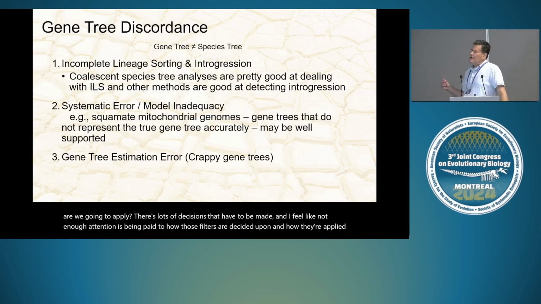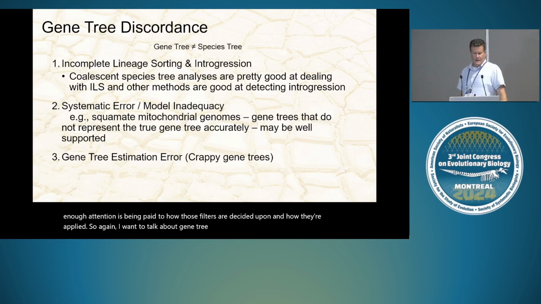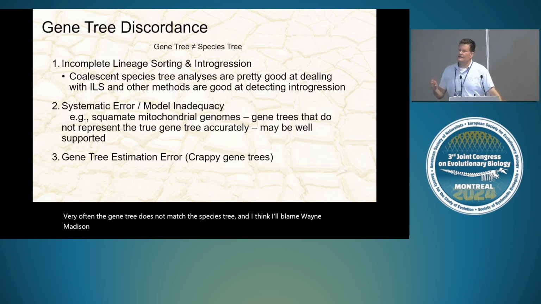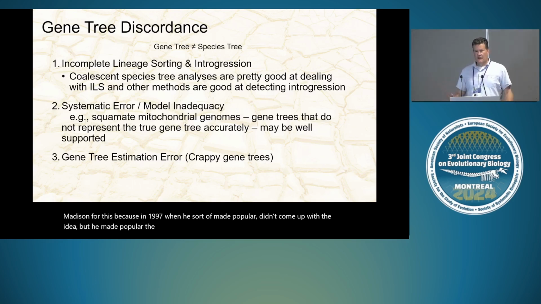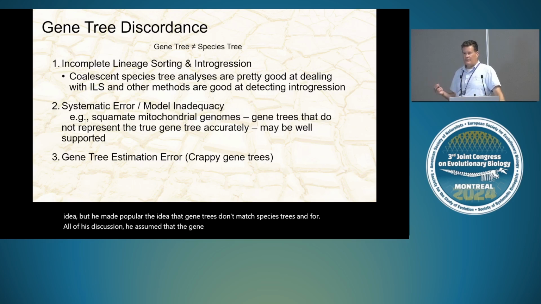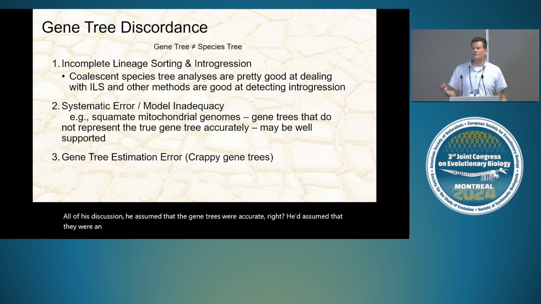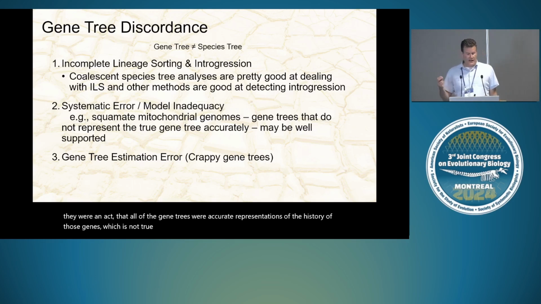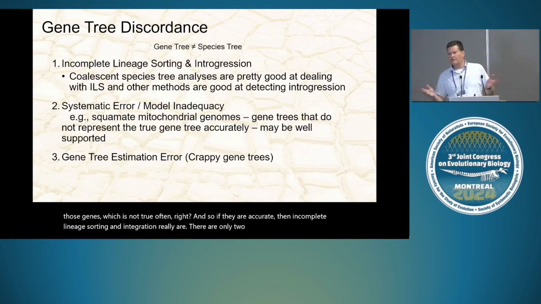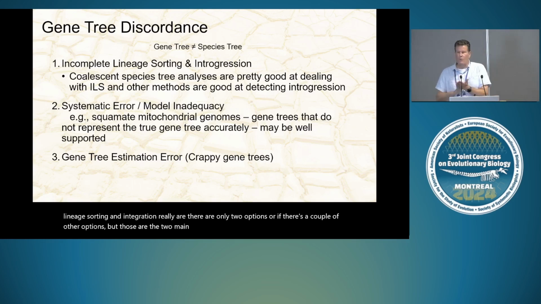So again, I want to talk about gene tree discordance first. Very often the gene tree does not match the species tree, and I think I'll blame Wayne Maddison for this, because in 1997 he made popular, though he didn't come up with, the idea that gene trees don't match species trees. For all of his discussion he assumed that the gene trees were accurate representations of the history of those genes, which is often not true. If they are accurate, then incomplete lineage sorting and introgression really are the two main options, though there are a couple of others, for why gene trees might differ from the species tree. But there are other possibilities.